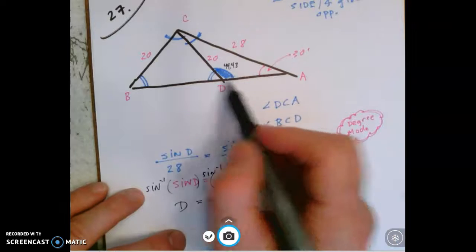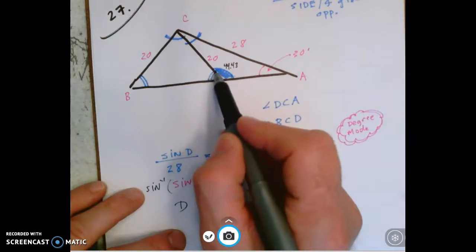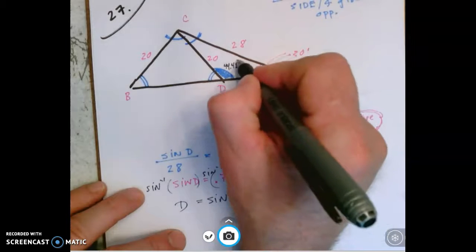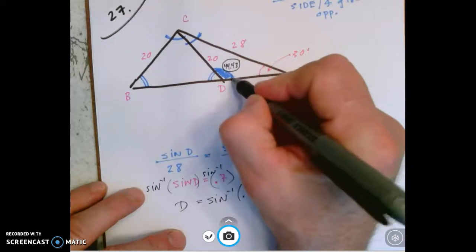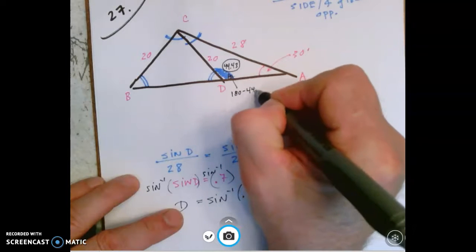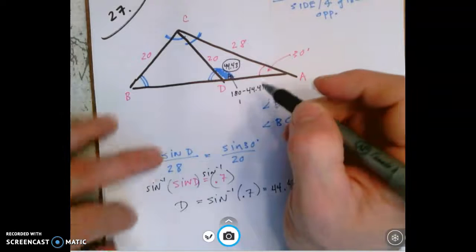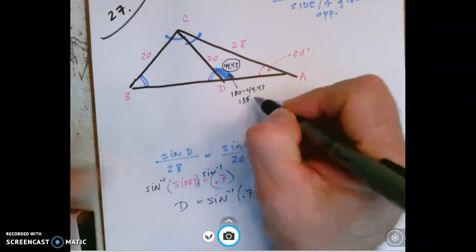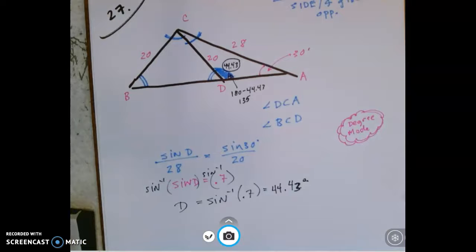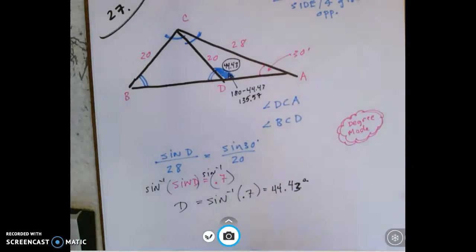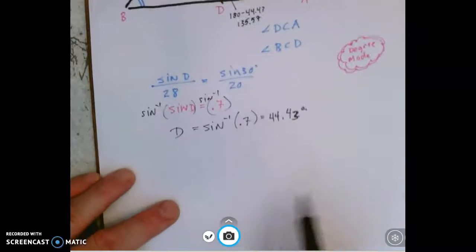And we put it in here, but we realize two reasons. Even if we don't have the diagram here, if we put this here, this would mean that this is 135 degrees and that this is 135 degrees, and that just can't be the case. So this value right here really needs to be 180 minus 44.43, or 135.57.